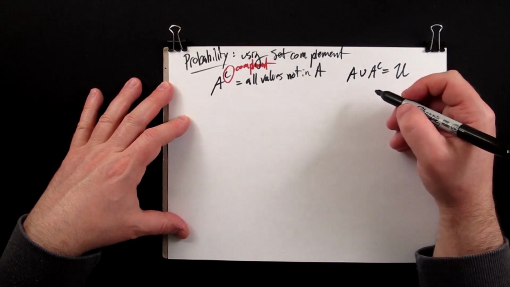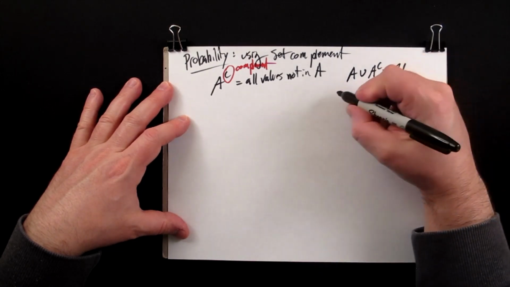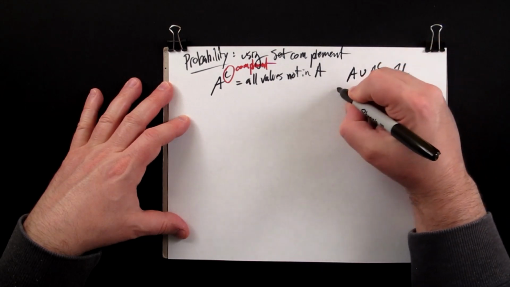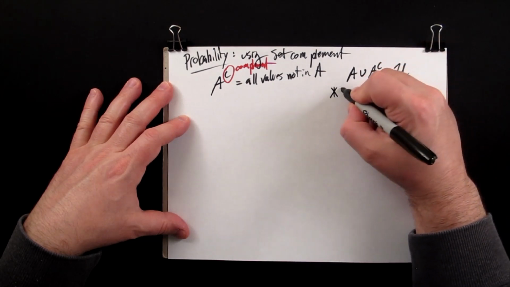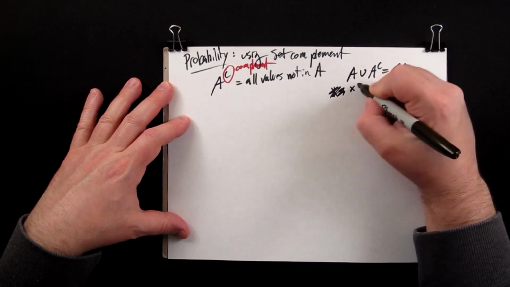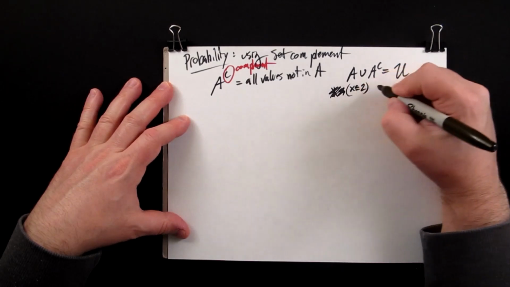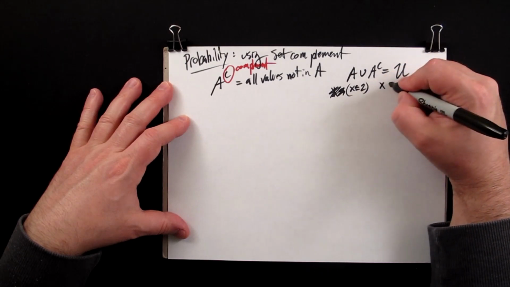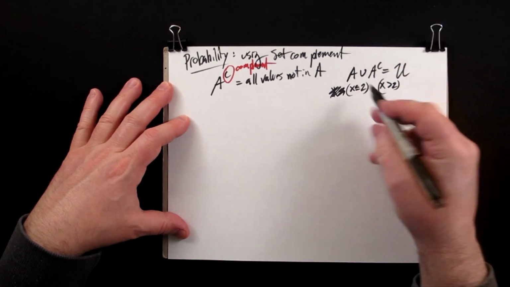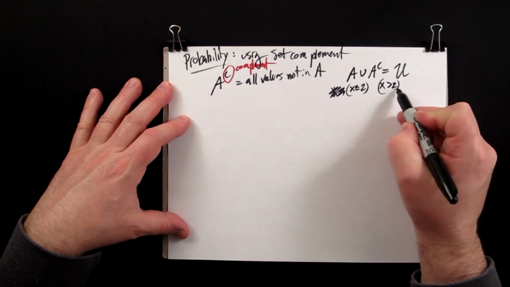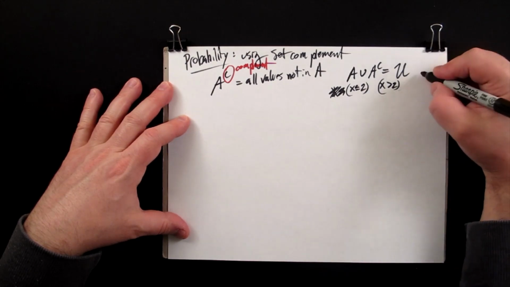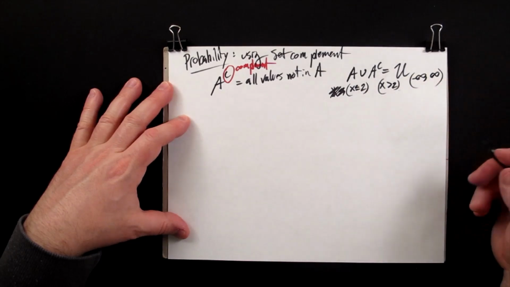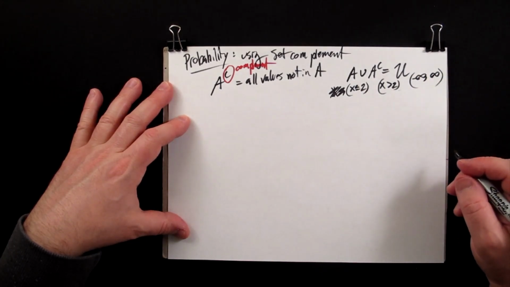So we're talking about an interval here. This would be something like x less than or equal to 2. Then the complement would be x greater than 2, right? And so then you union them together and you get the entire real line. So that's one example of that.